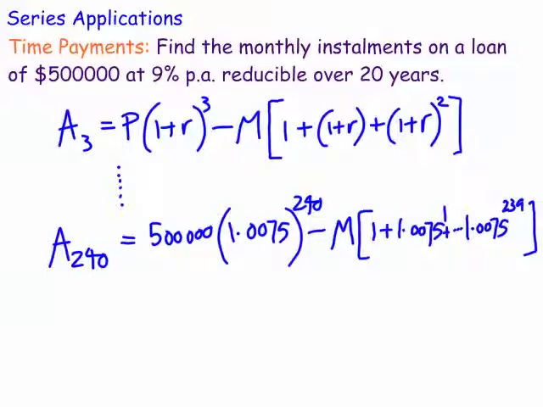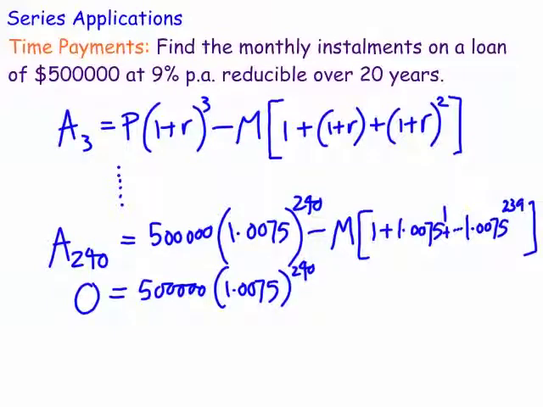We know that after 20 years we should have paid this off, so basically A240 is in fact 0. This allows us now to solve this: 1.0075 to the 240 minus m. We're going to solve it for m, and this is going to be times the sum. You can see here it's a geometric series, a common ratio of 1.0075, but there are 240 lots of these, so we have to sum to 240.